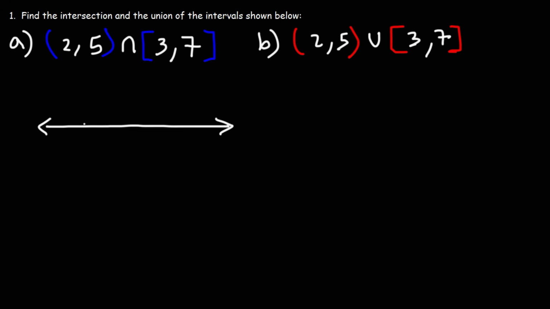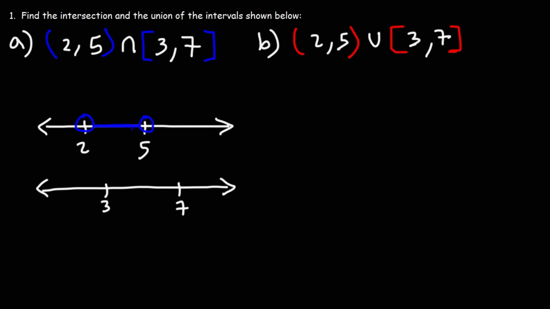So 2 to 5, we'll say this is 2 and this is 5. We have an open circle at 2 since we have a parenthesis there, and another open circle at 5. So this is how we can graph the first interval on a number line. Now let's graph the second interval. So we're going to start at 3 and we're going to end at 7. Now we have a set of brackets, so we're going to have a closed circle at 3 and 7.